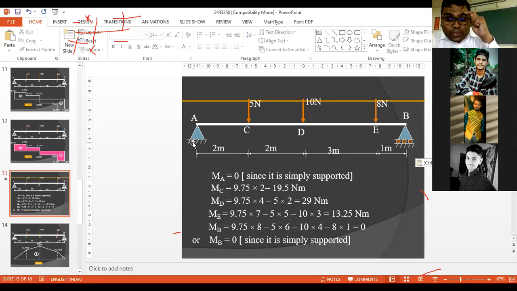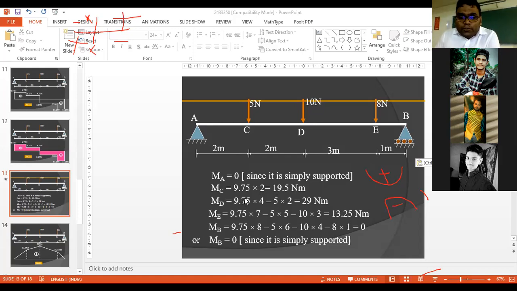Now because you are going to find the bending moment now, you have to consider the new sign convention. Which one? This one. If the beam tries to move upward, meaning the case of sagging, it is positive; if the beam tries to move downward, it's hogging, which means negative. So let's finish this right now. Then MC is 9.75 into 2, this distance only. Then come to the D.